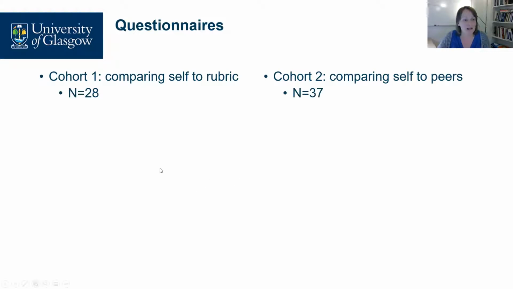So we managed to obtain 28 participants who filled out a lengthy survey from cohort 1, and from cohort 2 we got 37 participants. These were essentially any of the students who participated in the course, so that was level 3 students, a few level 4s and some master's students as well. The data that I'm going to talk about was from all of those students.